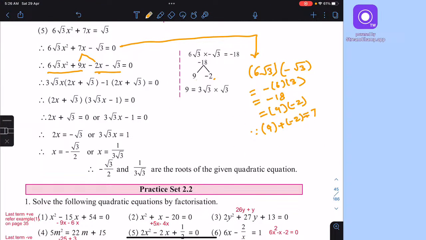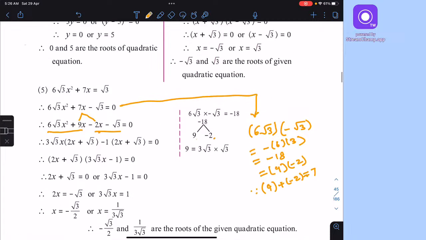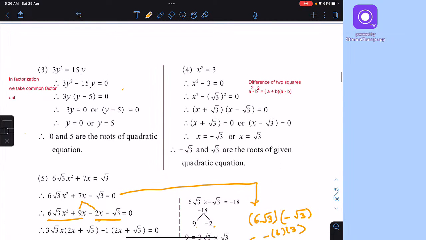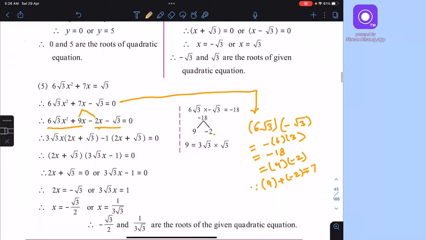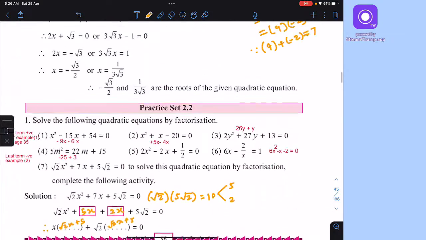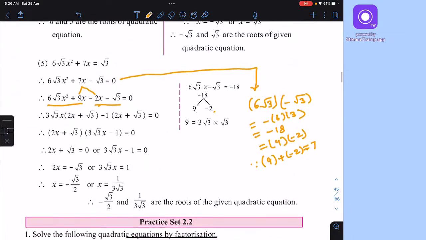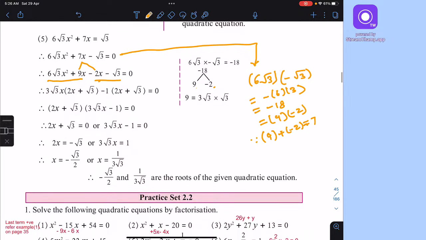Shri Ganeshaya Namaha. Dear students, yesterday we have seen examples up to 4 on page number 36. Today let us continue from page number 5.